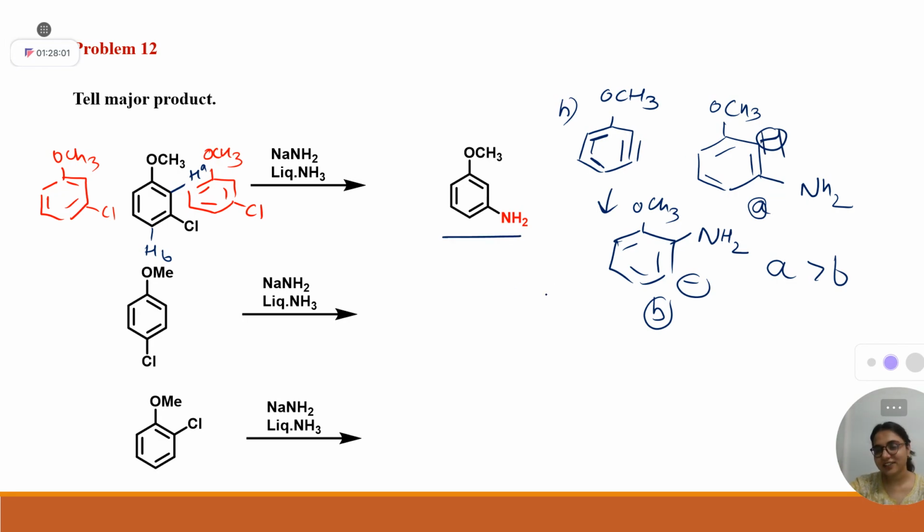Now, clear? So, the first thing you have to see is the most acidic proton to form benzyne, and at last you have to see which group can stabilize that negative charge after attack of the nucleophile. Okay, clear?